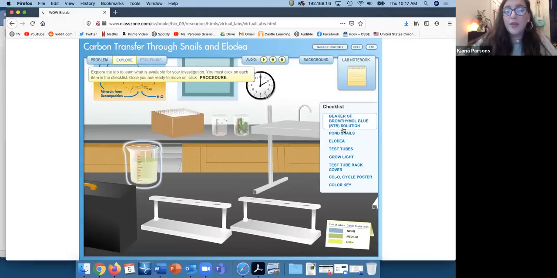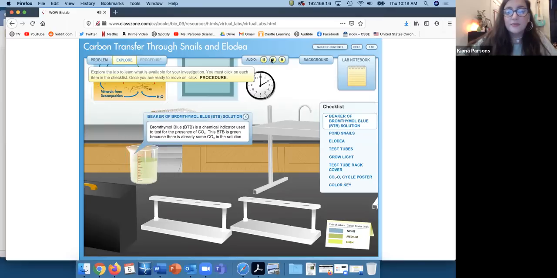The beaker of bromothymol blue, BTB, solution is a chemical indicator used to test for the presence of carbon dioxide. This bromothymol blue solution is green because there is already some CO2 in the solution. So that's what we're going to use to detect the presence of carbon dioxide. So this is a chemical indicator, which might already be making you think of some chemical indicators we have used in lab this year, like the litmus in the pH lab, like the red cabbage indicator.